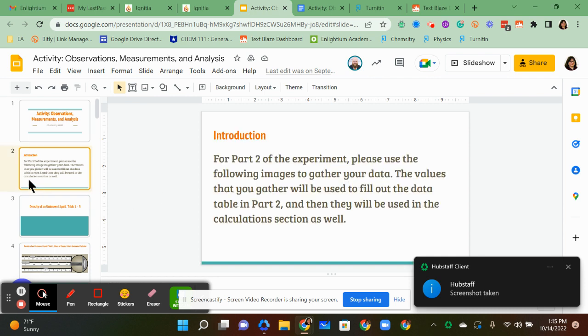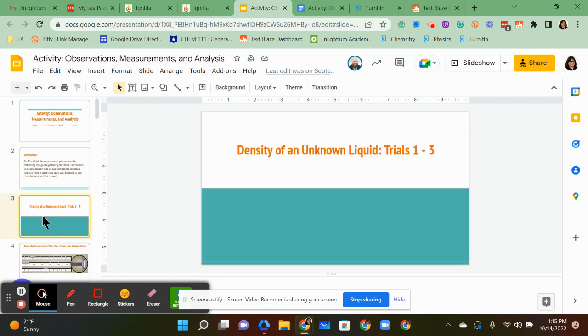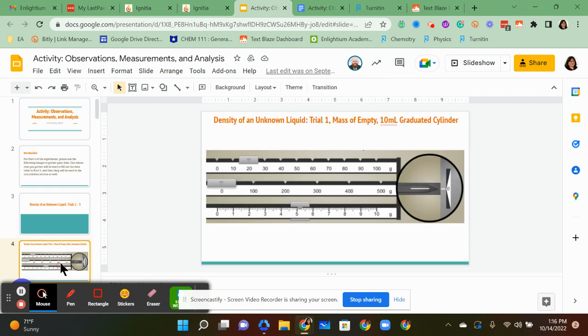Basically, what you're doing is you're going to have 3 objects, and for each one of them, you are going to calculate the density. Okay, so let's go ahead and take a look at the first object. Right here, this is the first part, which is the density of an unknown liquid. And you need to have 3 trials. So let's go ahead and start.